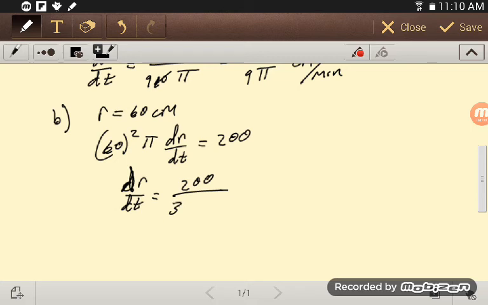is equal to 200. This time I get 3600 pi. Again, I can get rid of some zeros there by taking out 100, but then I have 2 over 36, which is the same as 1 over 18, so I get 1 over 18 pi centimeters per minute. And there is number 14.